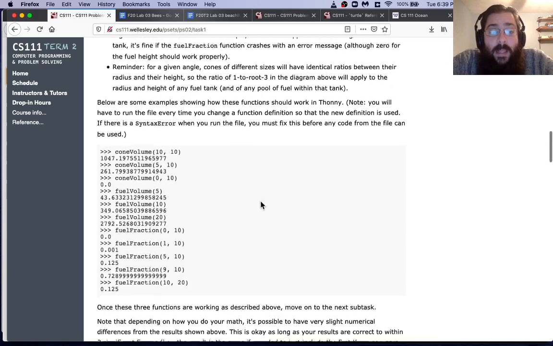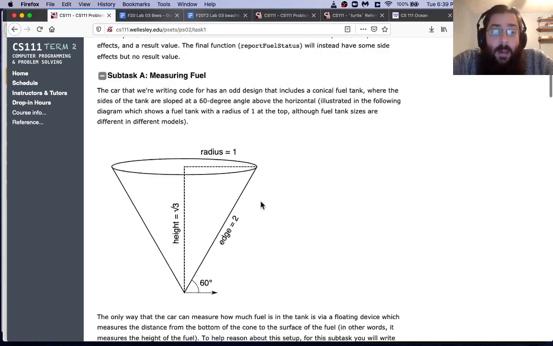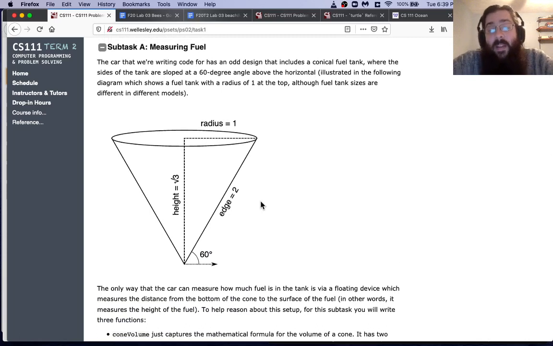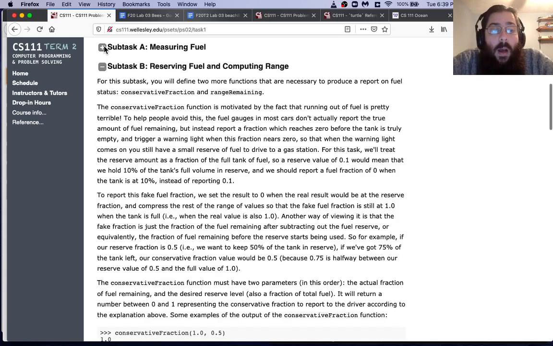Okay, so that's subtask A, which is doing these calculations of how much fuel we even have in the tank, based on what the car can measure, which is the height of the fuel in the tank, and of course it knows the height of the tank itself. Subtask B is about reserving fuel and then computing the range, so how far can we travel. There are 2 functions to define. One's called conservative fraction and one's called range remaining.